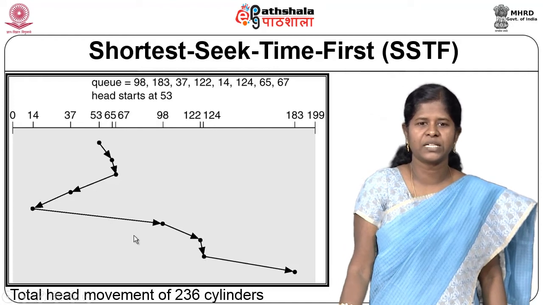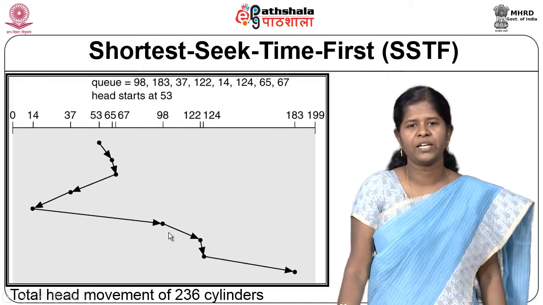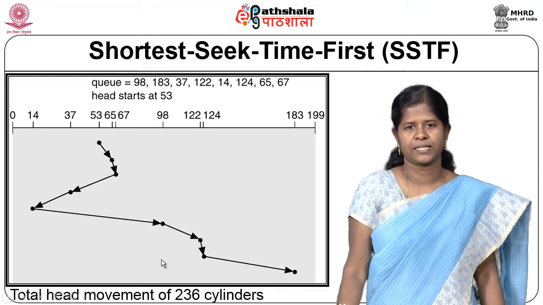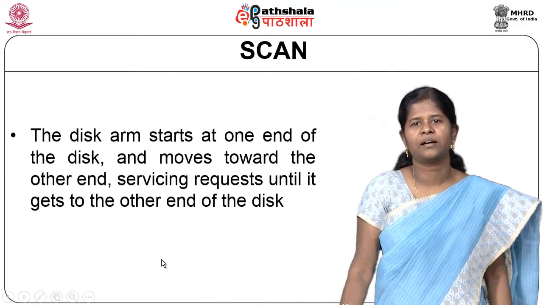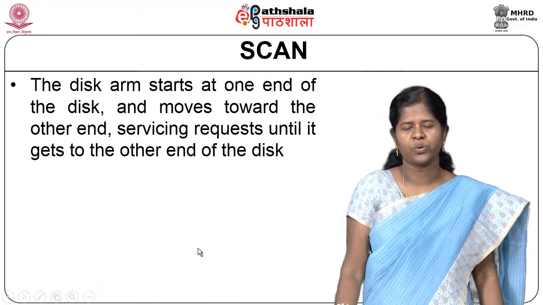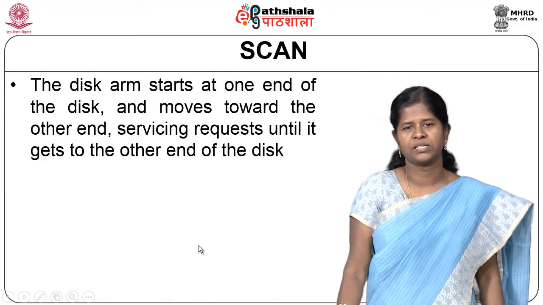But the advantage is that the total head movement can be reduced when compared to the earlier 640. Here the head movement is only 236 cylinders. So, the next algorithm tries to focus on reducing the head movement as well as reducing starvation.